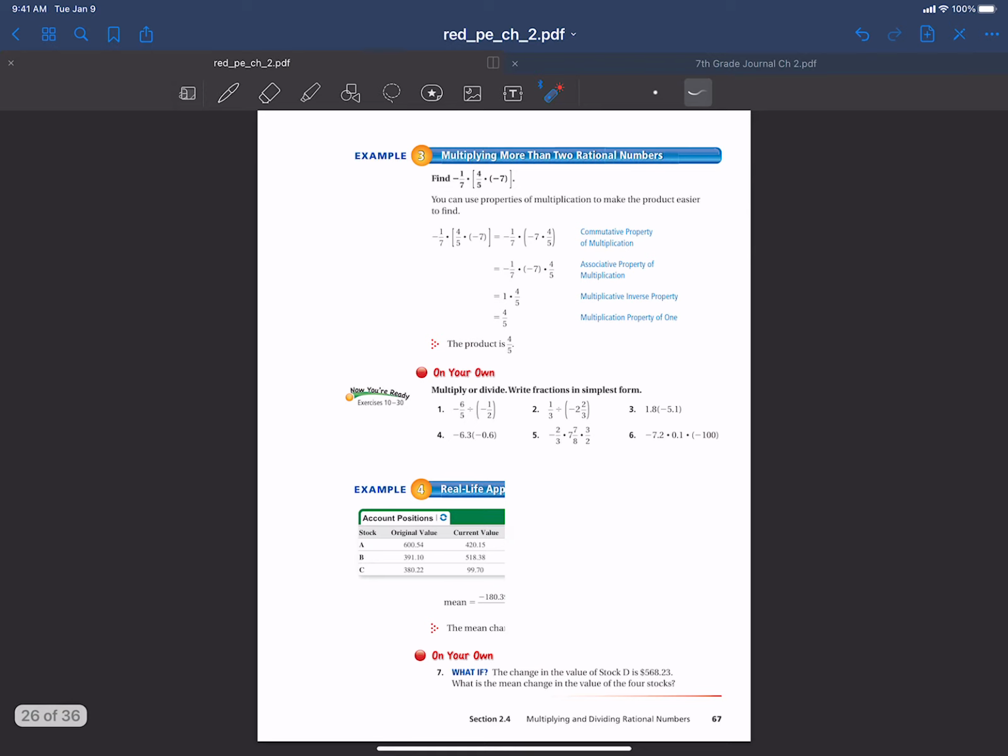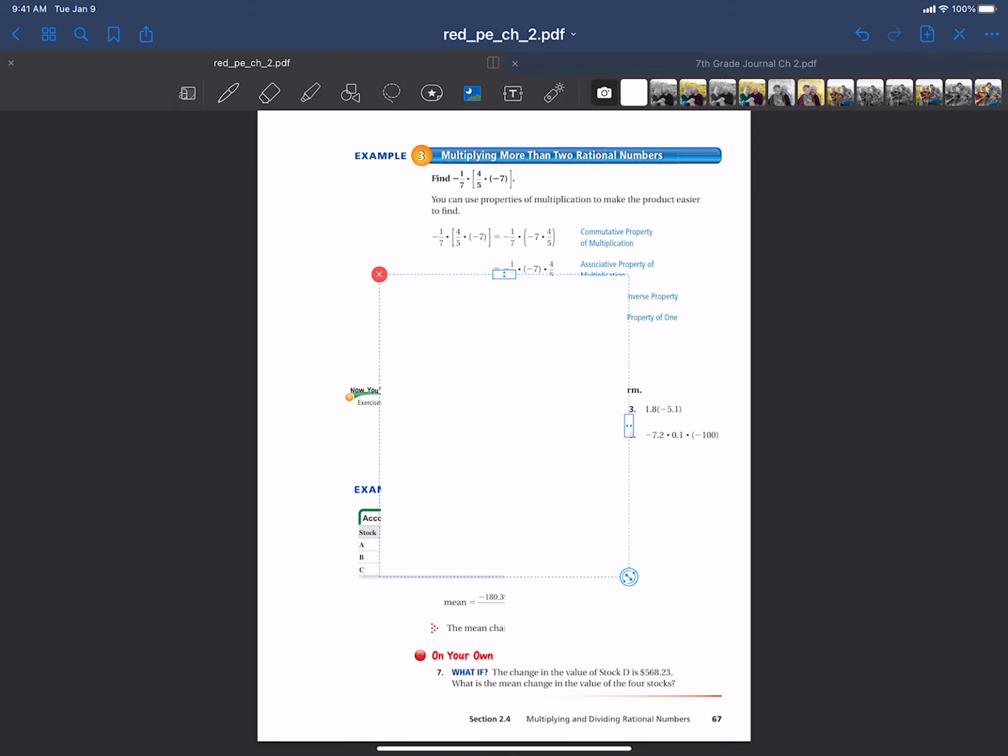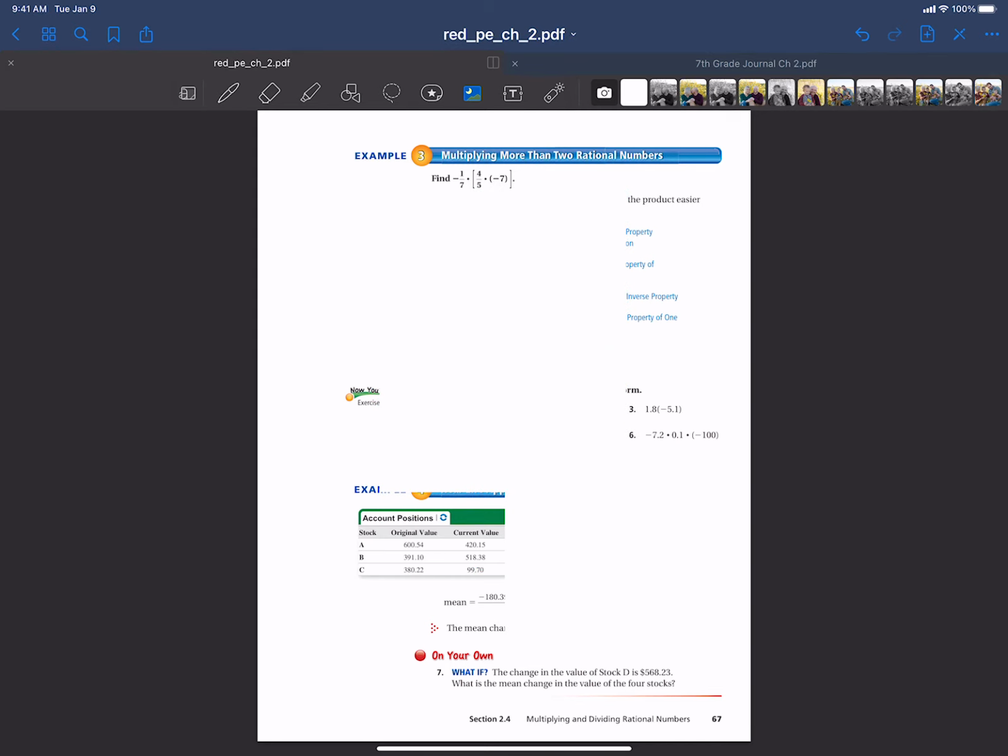Let's do another example. Do you want to do these ones on your whiteboard? Oh, never mind. This one's kind of crazy. Let's do this one first. Let's do this one in your notes first. Then we'll do whiteboard work.